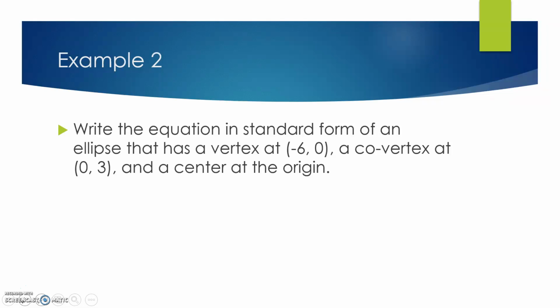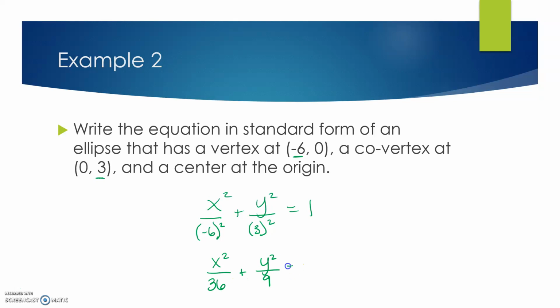Write the equation in standard form of an ellipse that has a vertex at (-6, 0). Negative 6 is in the x coordinate, and a co-vertex at (0, 3), and 3 is in the y coordinate. So I've got x squared plus y squared equals 1. Now, negative 6 is in the x coordinate, and so it's going to go in the denominator under x. And 3 is in the y coordinate, so it's going to go under the y. And we're going to get x squared over 36 plus y squared over 9 equals 1. And that's it. That's all we're doing for these first few.